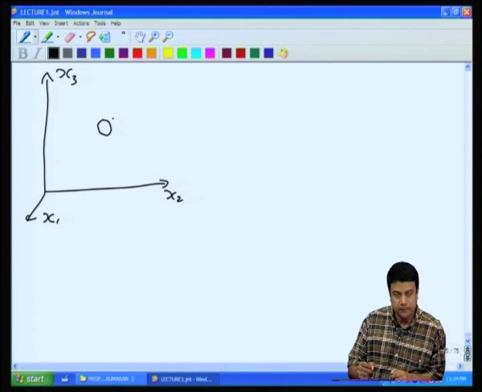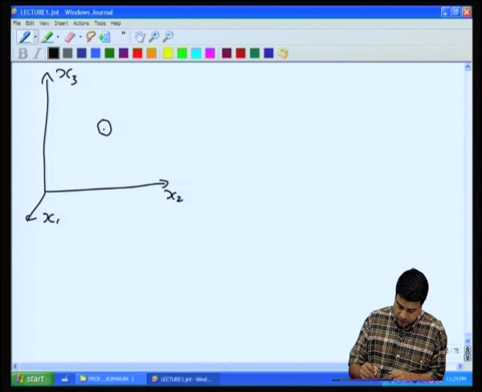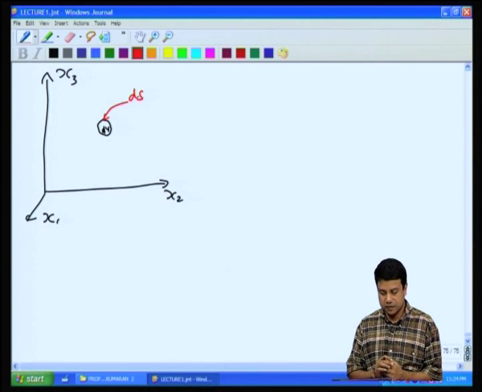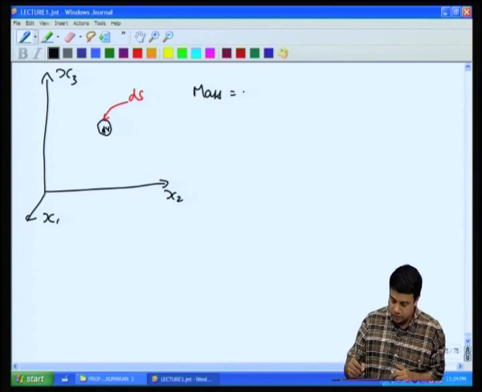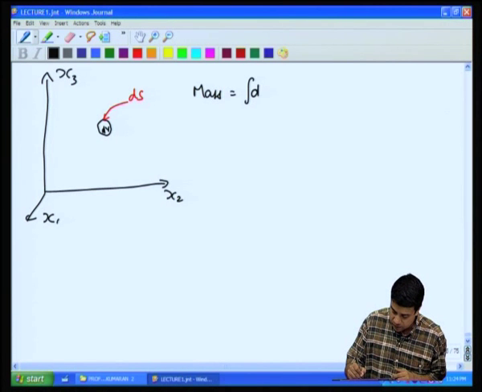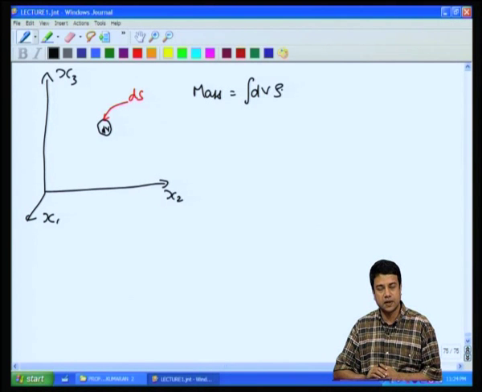If I have a volume dV with the surface dS, the net mass within this volume is going to be equal to the integral over the volume dV of the density within that volume. There is a net mass within the volume.